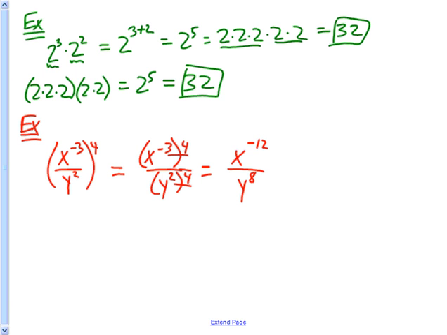Now notice that you have x to a negative exponent, x to the negative 12. By definition, this is 1 over x to the 12th. In other words, it's going to shoot down to the bottom, because x to the negative 12th is the same as 1 over x to the 12th. So you have 1 over x to the 12th on the bottom along with the y to the 8th still.